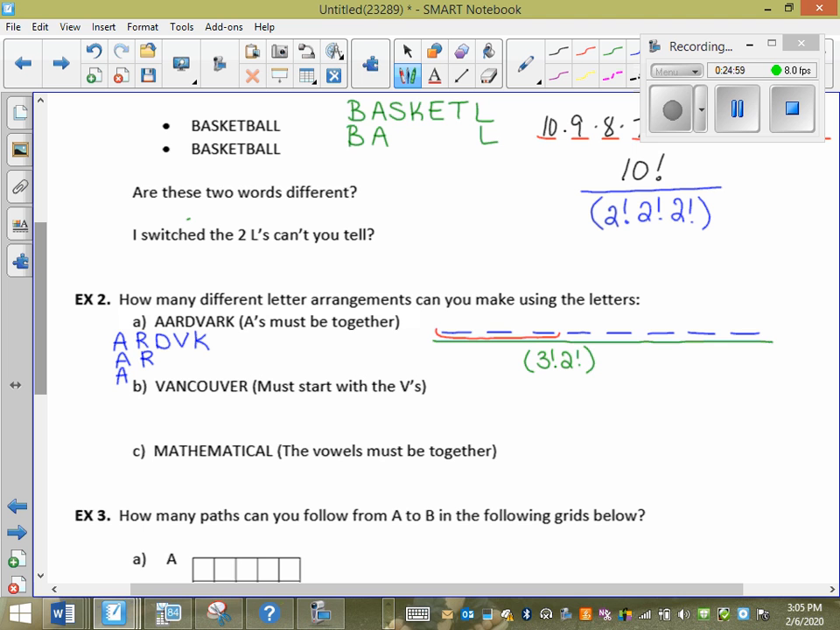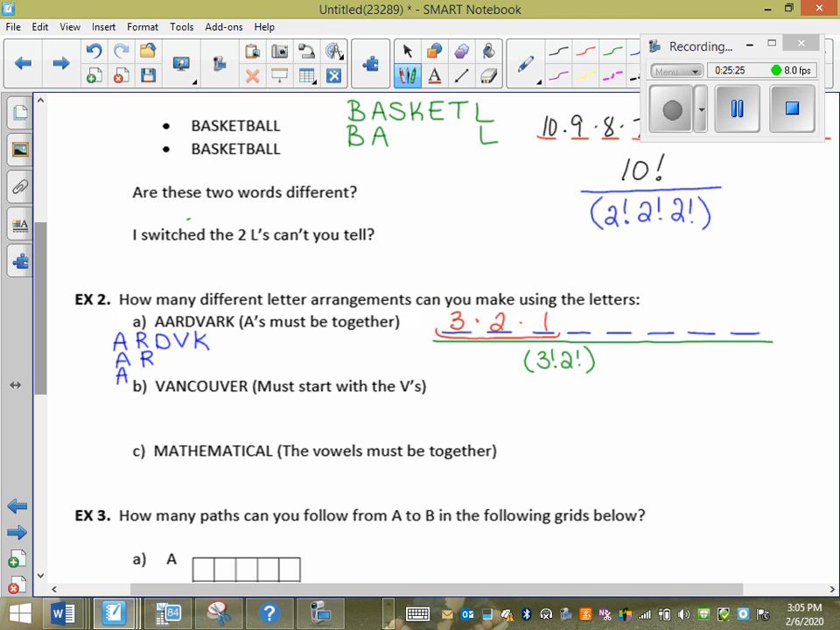How many A's do I have for the first blank? 3. Then I leave 1, then 2, then 1. And people will say to me, but you can't tell the difference between them if it's A. True, but the 3 factorial on the bottom gets rid of that situation. So we treat them like they're totally different on the top, and then dividing by the factorial gets rid of the fact that they're not.